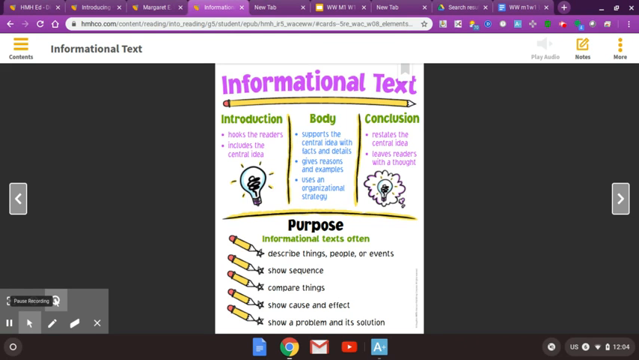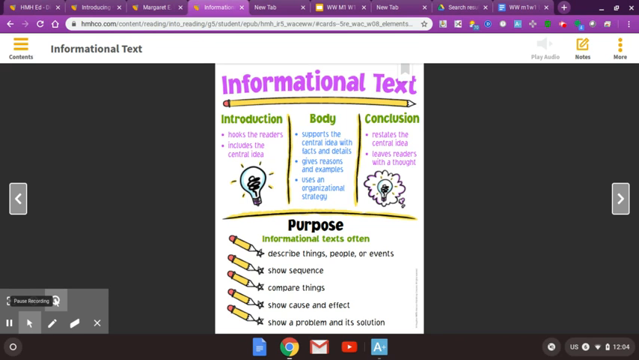Other kinds of informational texts could be encyclopedias, informational websites, recipe books, and how-to manuals.